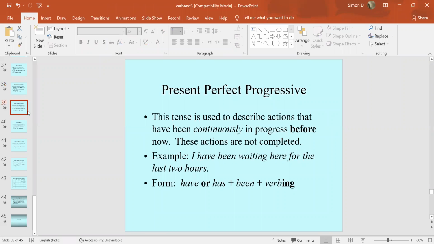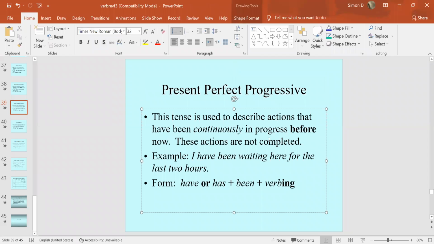Okay, present perfect progressive. Okay, present perfect we already looked at, right? Has plus past participle. So this is like the progressive action that is happening. This tense is used to describe actions that have been continuously in progress before now. Okay, these have been happening continuously before present time. Okay, these actions are not completed yet. Okay, I have been waiting here for the last 2 hours. When you're waiting and still waiting, it has not been completed.